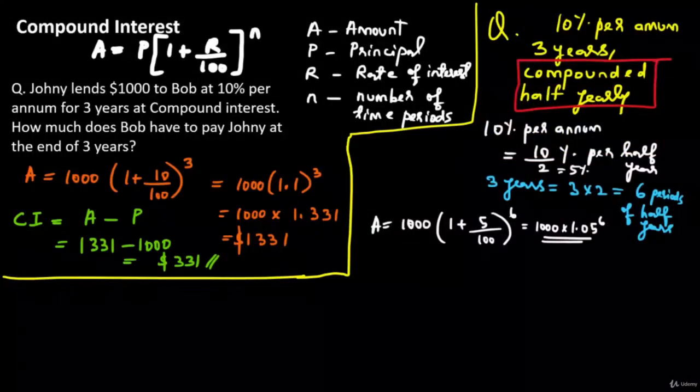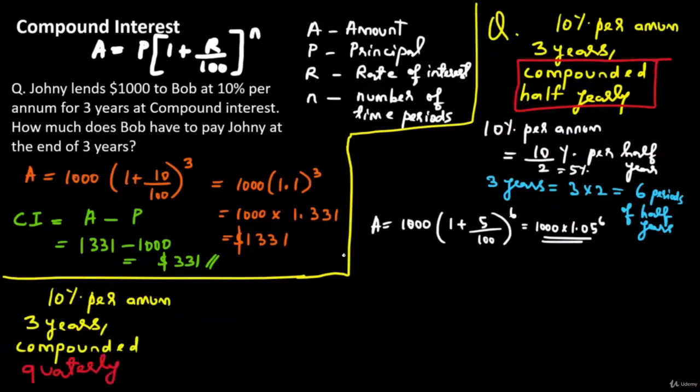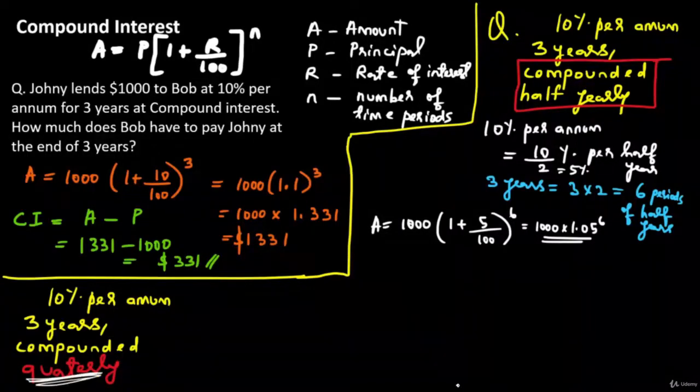Let's keep this aside. Now let's say we have 10% per annum for 3 years. And if it's mentioned that the interest is compounded quarterly. So 1 quarter is equal to 3 months. So 1 year is equal to 4 quarters. So Jan, Feb, March is 1 quarter, and that's how the next 3 months is quarter 2, the next 3 months is quarter 3, and the next 3 months is quarter 4.